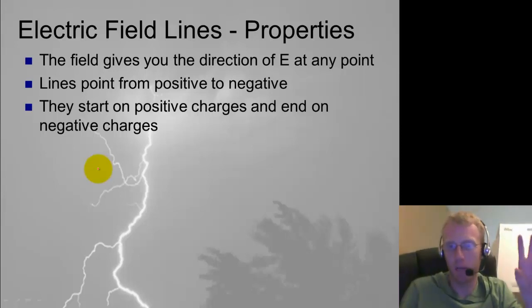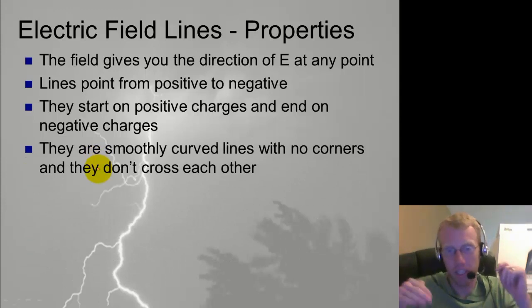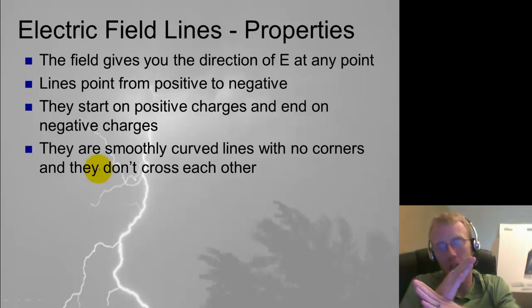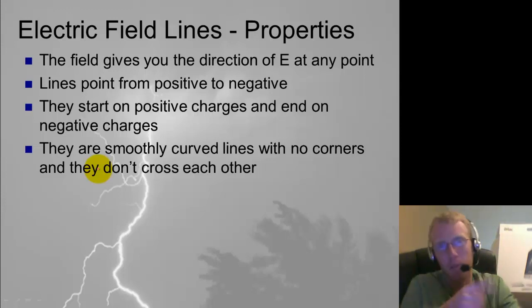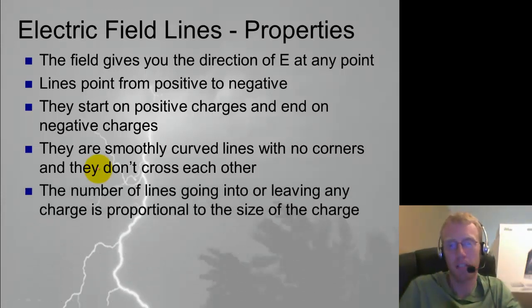But if you have equal amounts of positive and negative, then the line should start on the positive and end on the negative. They're always smooth curves. They never have sharp corners and they never cross. That's because what they're telling you is the direction of the force. And you can imagine if you had two lines that crossed, you'd be simultaneously saying the force is going that way and the force is going that way, but you know that the net force can only point in one direction, so the lines must be smooth and they must not cross. The number of lines going into or leaving any charge is proportional to its size.